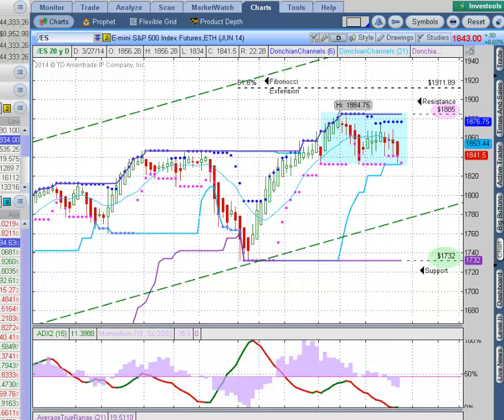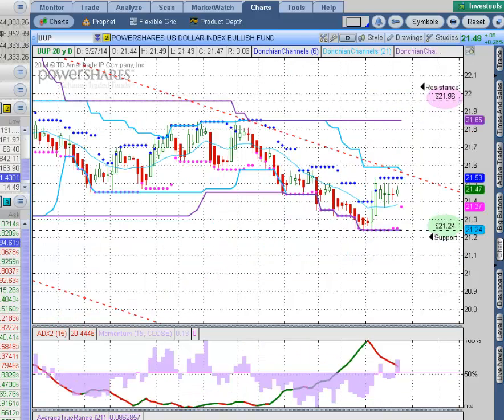A break and close below 1832 might cause us to become bearish. Support is at 1732 as seen by the green oval, and resistance is at 1885 as seen by the pink oval. The US dollar closed up. It, however, remains in the downtrend channel as seen by the red dashed lines. Resistance is at 21.96 as seen by the pink oval, and support is at 21.24 as seen by the green oval.